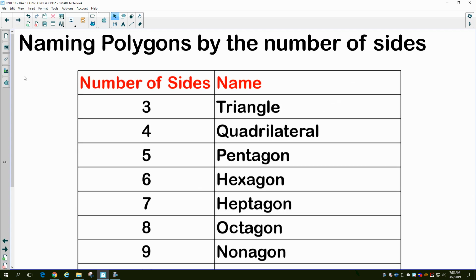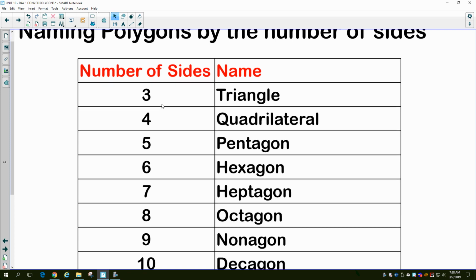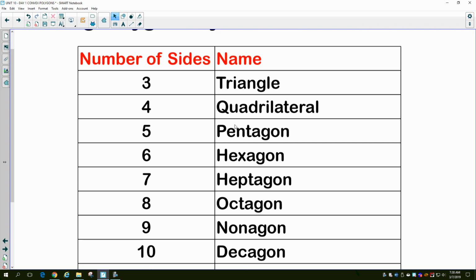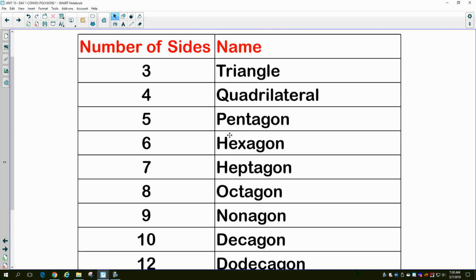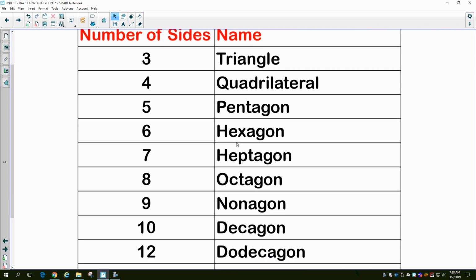And so when we have either a concave or a convex polygon, we can name them specifically by the number of sides that they have. And it's important to note that a polygon will have the same number of angles as it does sides. And so you know that a three-sided polygon is a triangle, four-sided is a quadrilateral, 5 is a pentagon, 6 a hexagon, so on and so forth here.